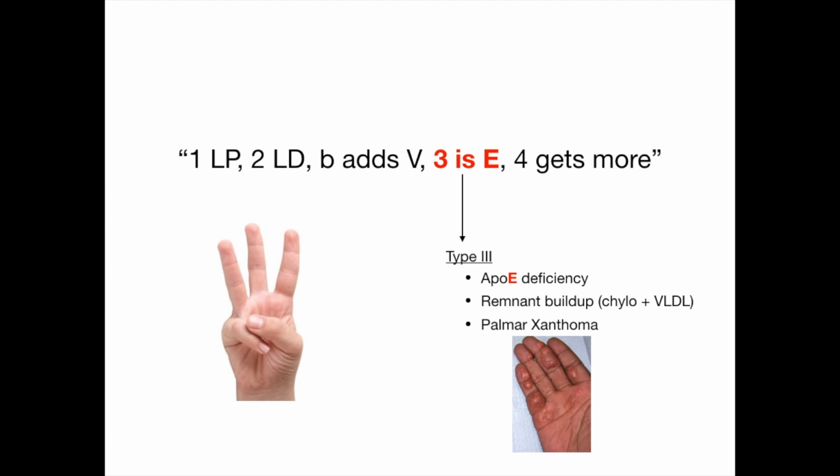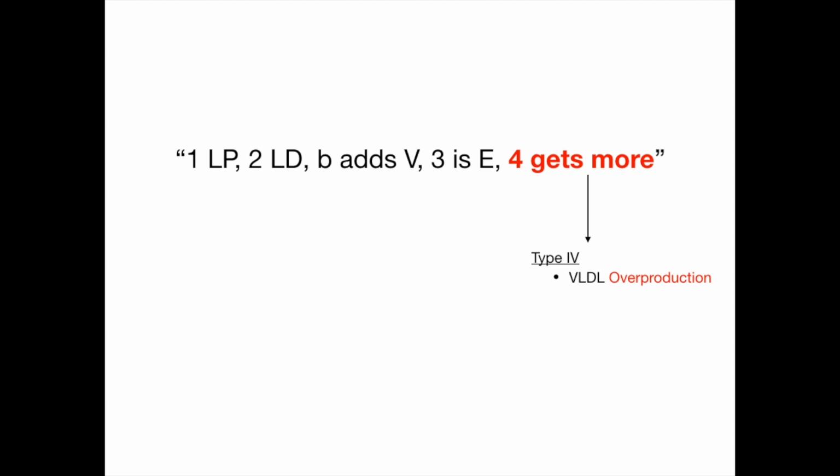So here we are. We've got 1 LP, 2 LD, B adds V, 3 is E. The last part is 4 gets more. So obviously we're talking about type 4 familial dyslipidemia. Now, what this is due to is an overproduction of VLDL. So when something gets more, it gets more of it. So there's an overproduction of it. 4 gets more. So we're overproducing VLDL.